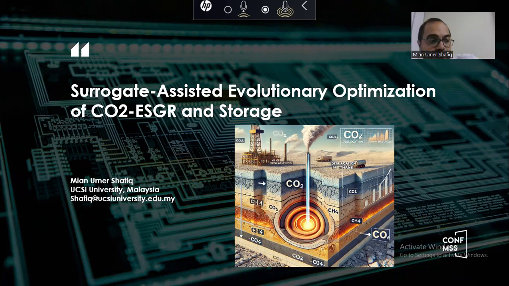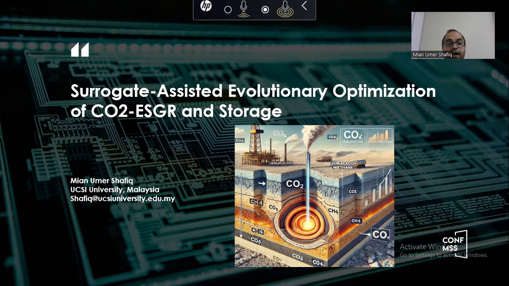What is CO2 storage? CO2 storage is a very important process nowadays, because we have to store the CO2 which is released into the atmosphere by different means, especially by the industries or by the vehicles. And the petroleum industry is blamed to be responsible for this because most of the CO2 is released into the atmosphere by petroleum products. That's why the petroleum industry is focusing nowadays on this CO2 storage.